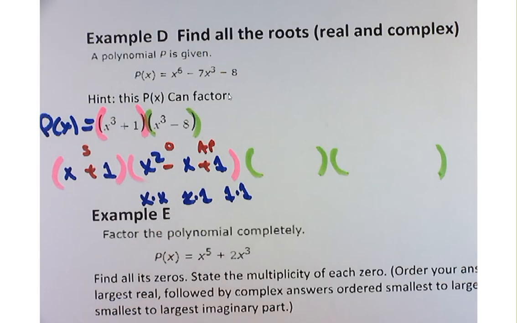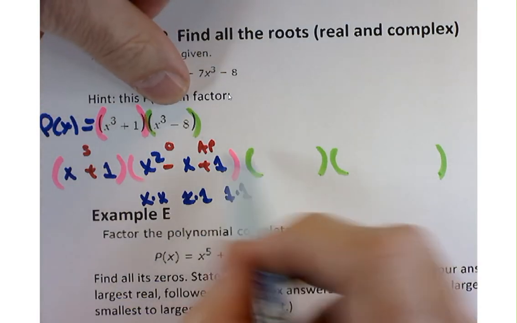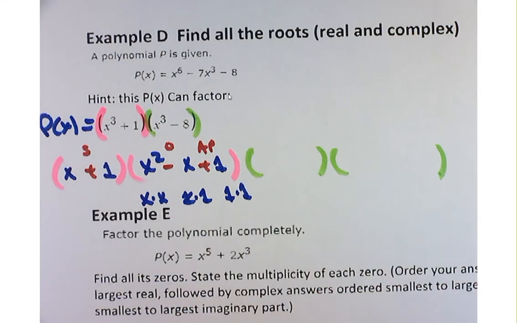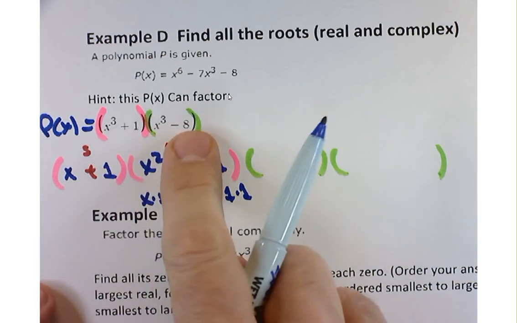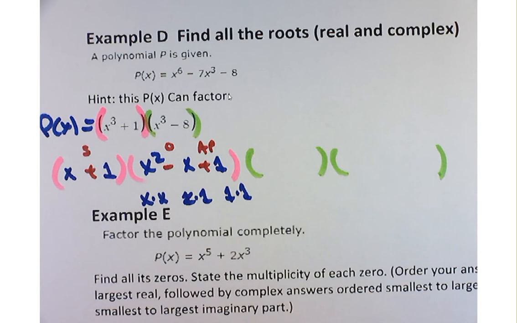Now, if you're watching this at home sometime in the future, what you can do is pause the video and try to factor x cubed minus 8 by yourself. You want to approach it the same way. Figure out, what do I cube to get this? What do I cube to get this? Those are going to be your first two terms, and then we'll go on from there.